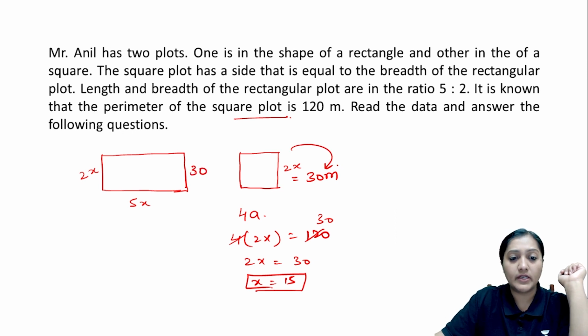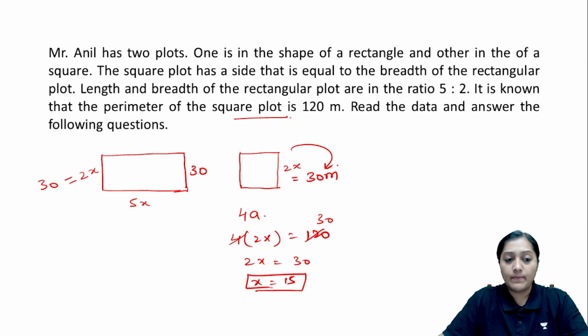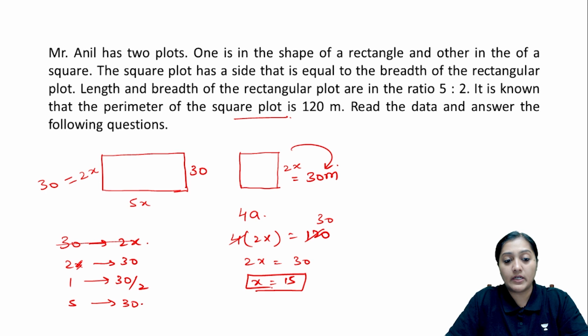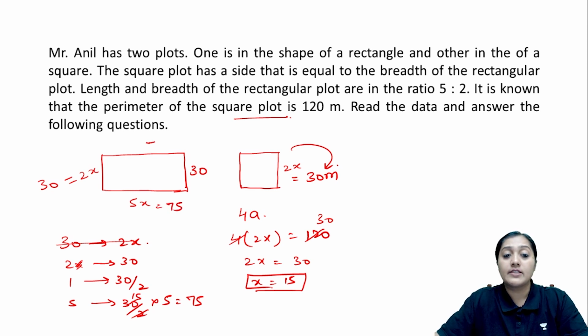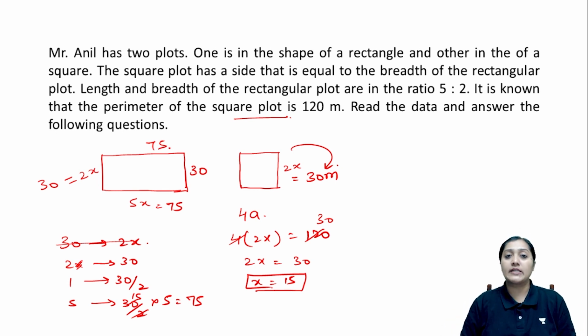Similarly 30 meter is the breadth of the rectangle, and when 2x ratio is 30, I can put it this way: 2x ratio is 30. What would be the ratio 5? I'll remove the x also, it's not needed. 1 ratio would be 30 by 2, and ratio 5 would be 30 by 2 into 5. It goes 15 times, and 15 into 5 gives me 75. So I have the length also, that is 75 meter. Clear? I hope it is clear till here.